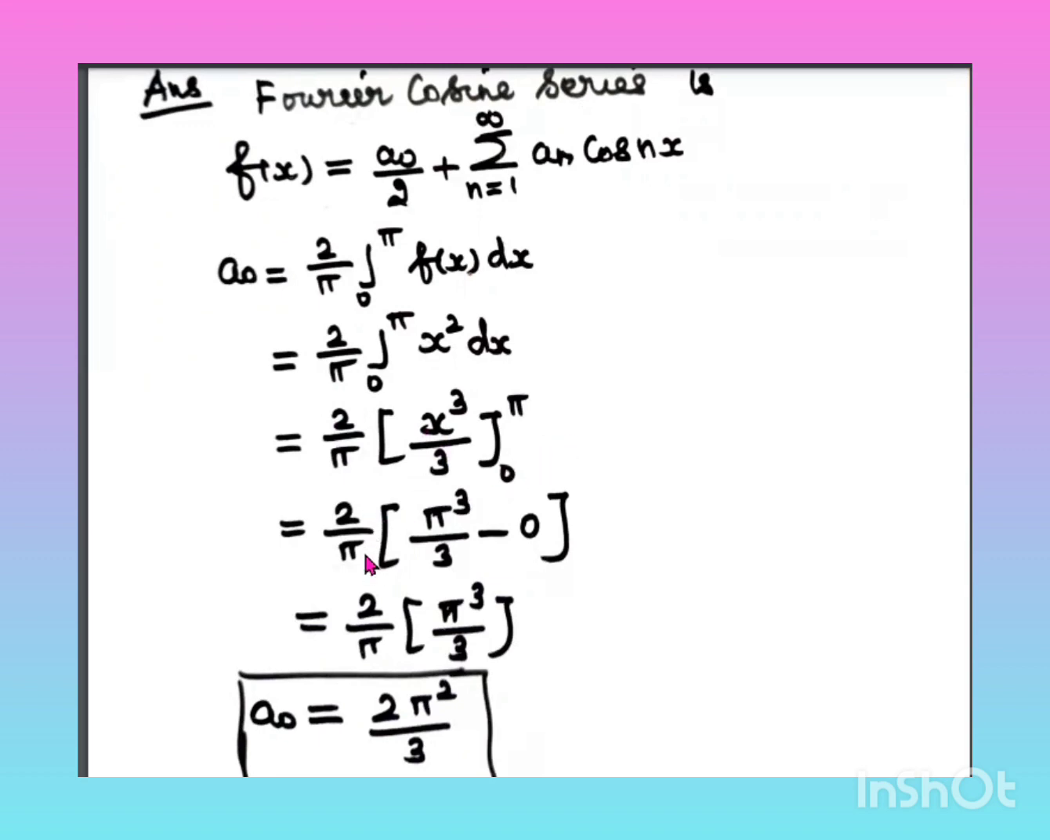So 2 divided by pi, for x, if you apply upper limit, pi cube divided by 3 minus 0 cube divided by 3. 0 cube divided by 3 will be 0. So 2 divided by pi into pi cube divided by 3. Pi cube divided by pi will become pi square. So 2 pi square divided by 3. A naught is equal to 2 pi square divided by 3.